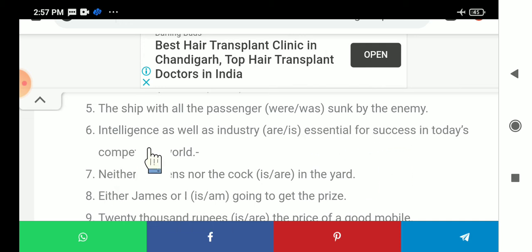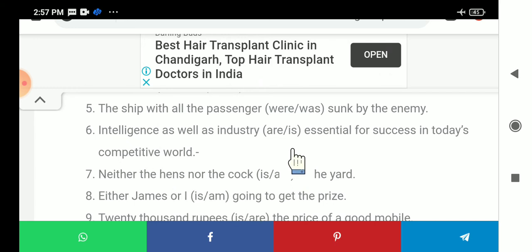Sixth question. Intelligence as well as industry is essential for success in today's competitive world. When the phrase as well as is added to the sentence, you get a singular subject in industry and a singular subject in intelligence. Then which form of the verb do we have to use? A singular form of the verb, which is is.